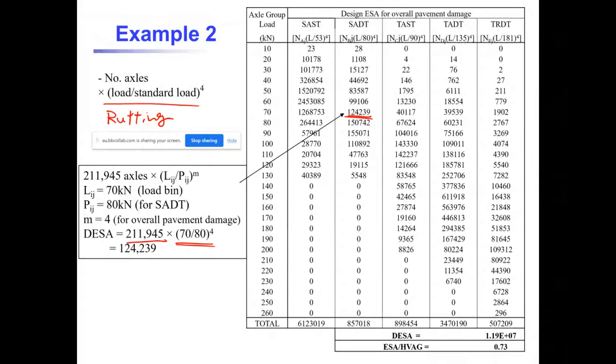Now you converted everything to the standard load. And the unit for that is ESA, the equivalent standard axle. So you can calculate the summation of all these values and determine the design traffic, DESA. So this is your final design traffic. For which mode of failure? For rutting or permanent deformation.